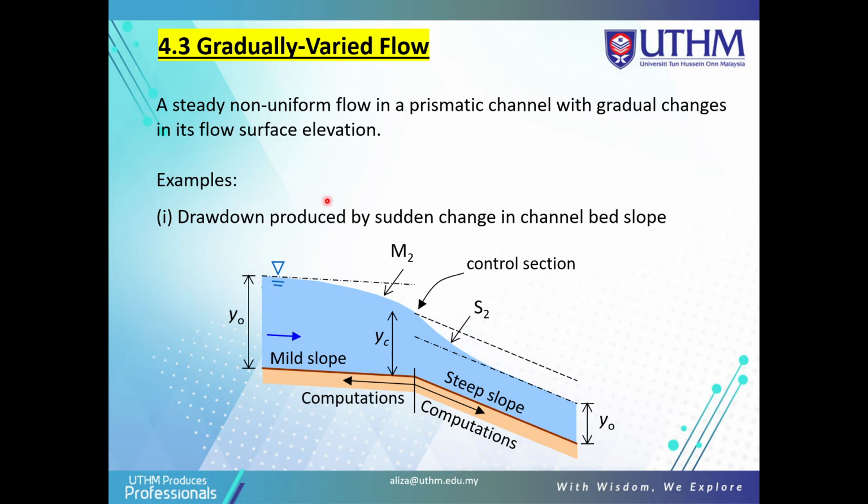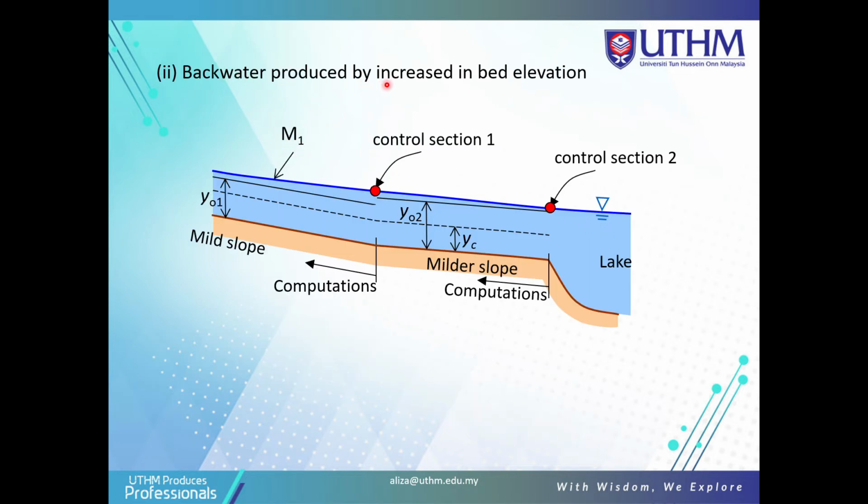Okay, so an example of gradually varied flow is the drawdown produced by a sudden change from the mild slope to the steep slope, so they have a sudden change in channel bed slope. From the mild slope to the steep slope, they have gradually varied flow, steady non-uniform flow. M is the symbol for mild slope, and S is the steep slope. They have the control section here, with the drawdown produced by sudden change in channel bed slopes. And this is the backwater produced by increase in bed elevation.